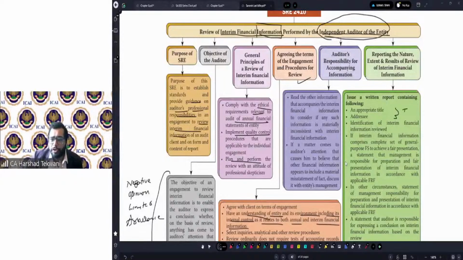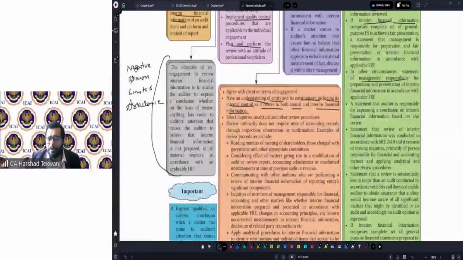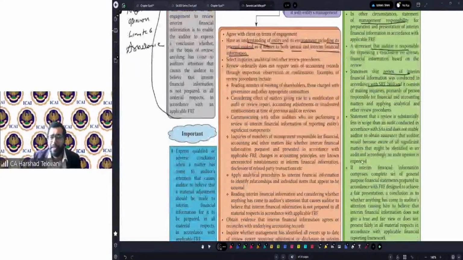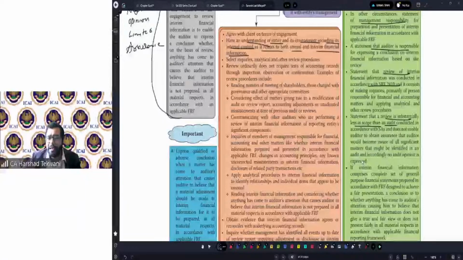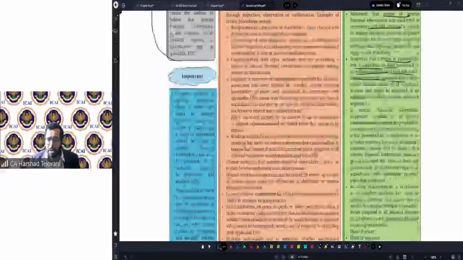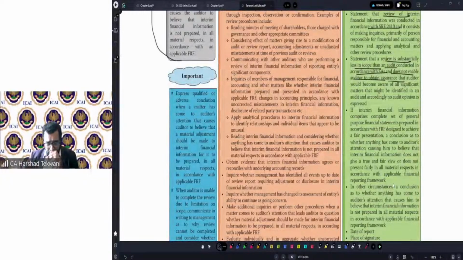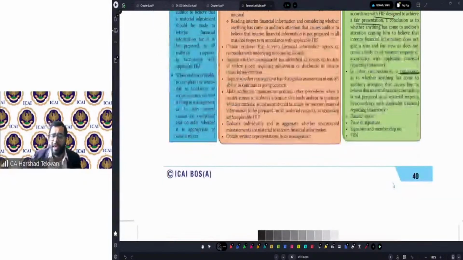In reporting also, first you start with TA, that is the title and addressee. Then it's the same: identification of the financial information. You need to provide the details about the financial information, what it comprises. Then management's responsibility, auditor's responsibility, that the review is performed as per SRE 2410, that the review is substantially less in scope than an audit and is not conducted in accordance with SA and does not enable the auditor to obtain assurance. Accordingly, the financial reporting framework, fair presentation, on what basis the financial information is prepared. And then your conclusion. If you have an unmodified conclusion, then conclusion. If you have a modified one, then details of that modified conclusion and DSP.